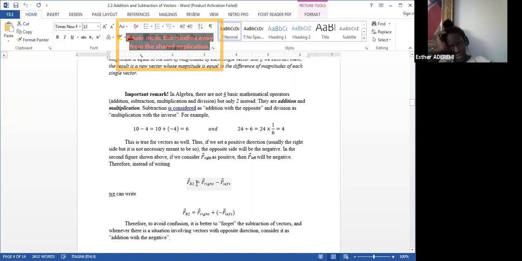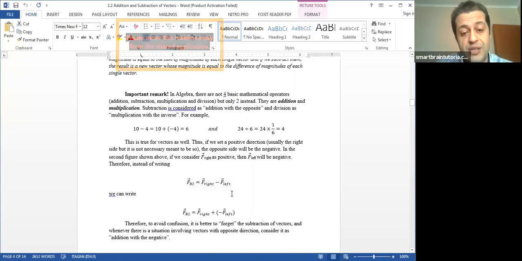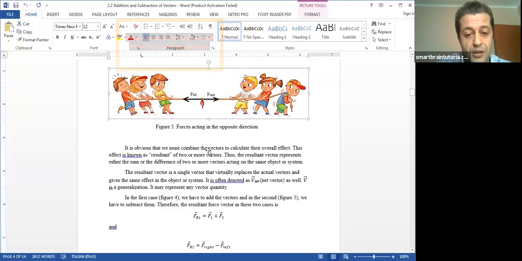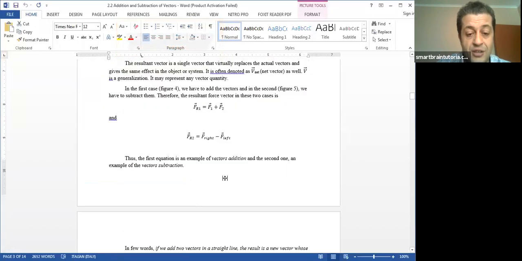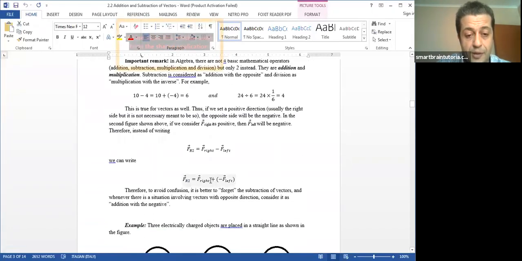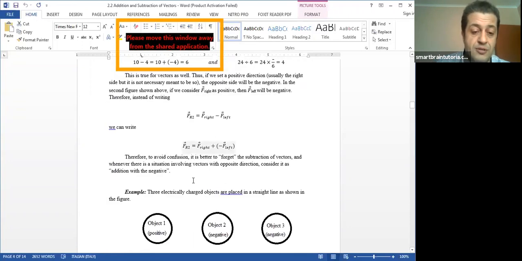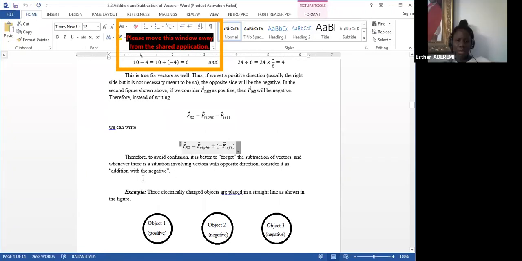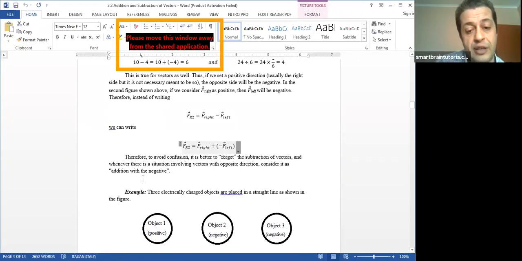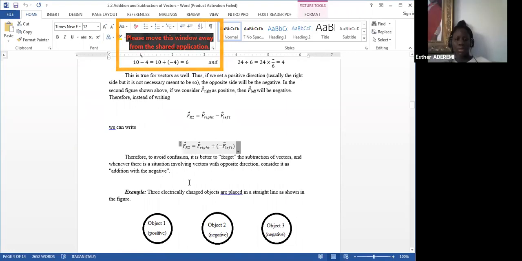So in this case, instead of writing F right minus F left in this figure, we can write F right plus minus F left, because we are finding the sum of two vectors, but which have opposite directions. Therefore, to avoid confusion, it is better to forget the subtraction of vectors. And whenever there is a situation involving vectors with opposite direction, we must consider it as addition with a negative.